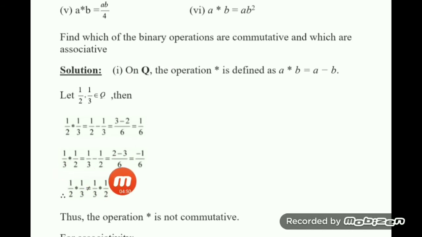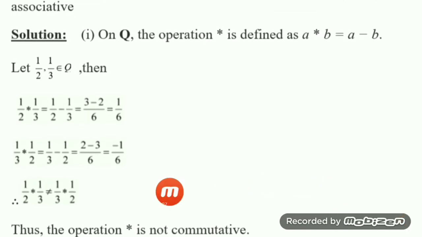Right? Then take the LCM and do the calculation. Your LCM is 6. This you have to multiply by 2 and this 1 by 3. So 2 minus 3 is equal to minus 1. Have you got them equal? Obviously not. So I have written here half star 1 by 3 is not equal to 1 by 3 star half. Okay, therefore the operation is not commutative.